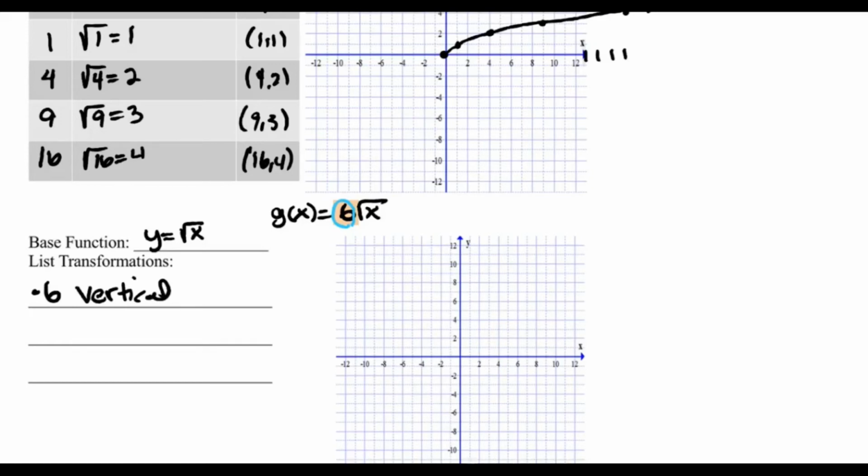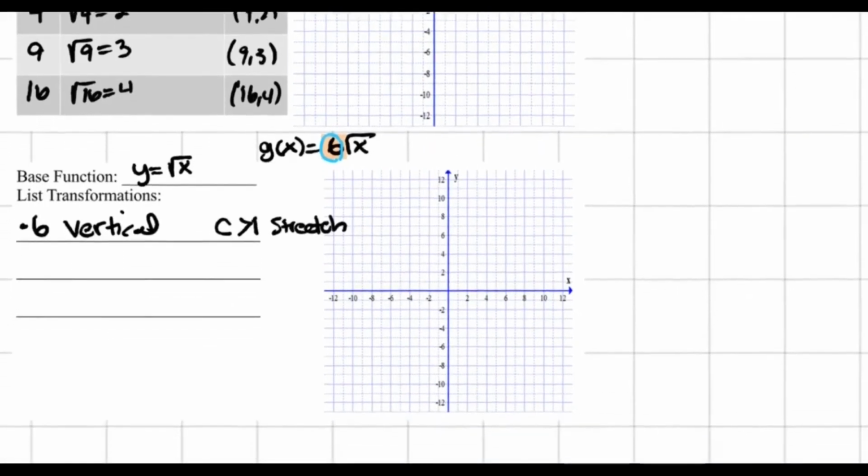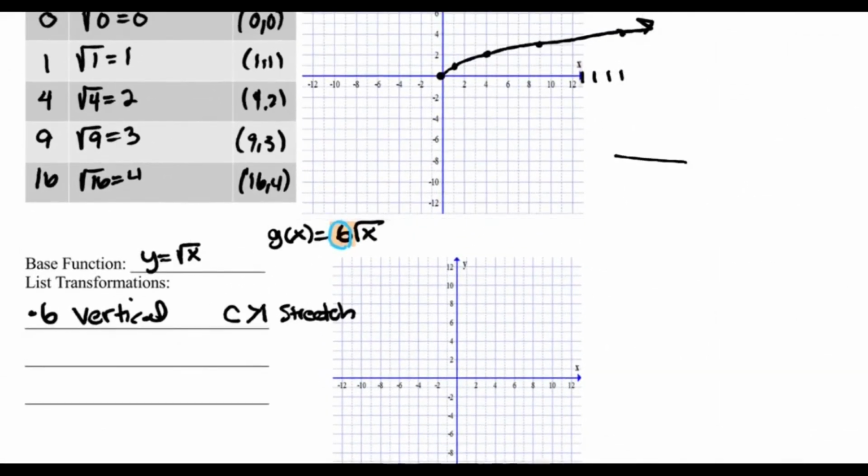And the way that you tell the difference between a stretch or a compression here is the value of the number. This number of 6, let's call it C, is greater than 1. So because that 6 is greater than 1, that makes this a stretch. If the number was in between 0 and 1, like a half, it would be a compression. So we're going to take this starting graph right here, y equals square root of x, and we're going to stretch it vertically. And what that means literally is that every y value will get multiplied by 6.